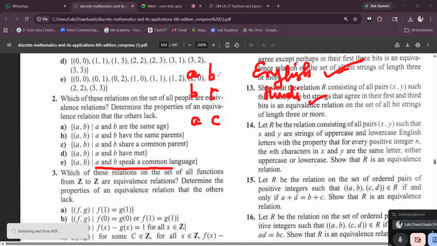Common language is what? Suppose you and your friend B speak English, and your friend and your second friend speak Hindi. But it is not necessarily true that you and your second friend speak the same language. Only B is the person who speaks both. But A and C cannot say that they speak English or Hindi perfectly. They cannot share a common language.